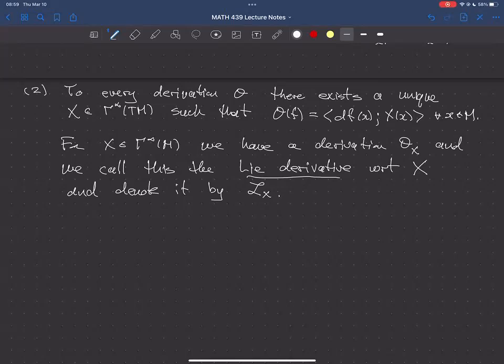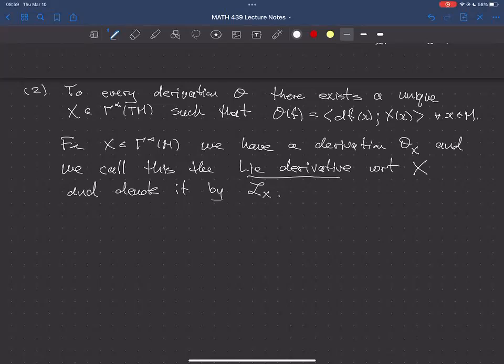So Euler is Euler, who's done lots of things, including the Euler number e. Lie is Sophus Lie, who's, I forget, Scandinavian, maybe Norwegian, maybe Danish, I forget. A mathematician from the later part of the 1800s. Okay. All right.